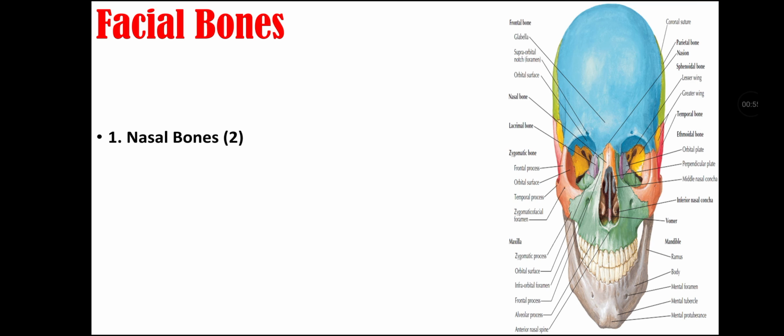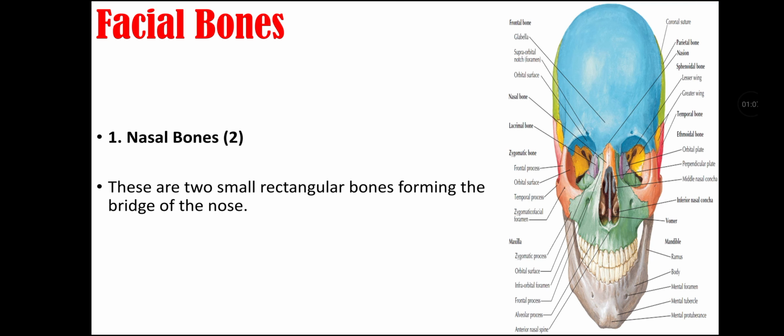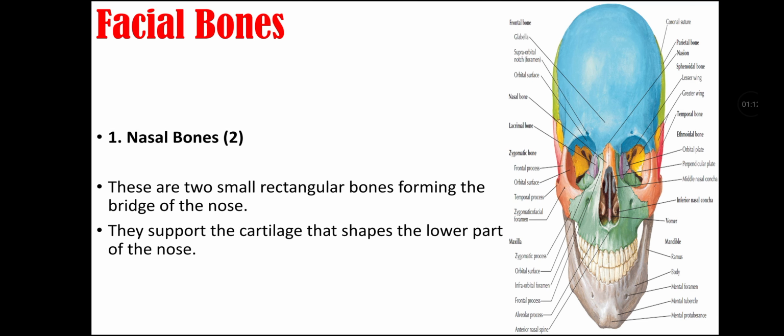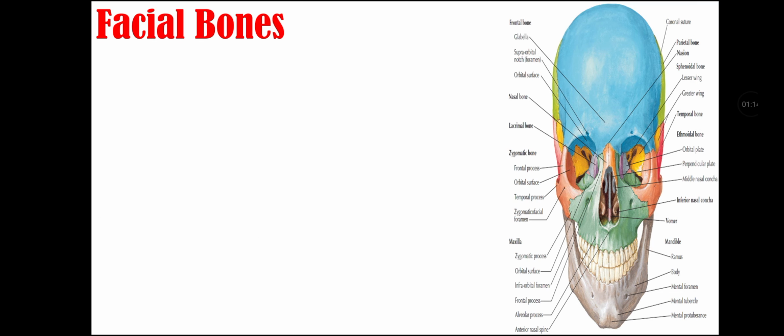First facial bone we have is nasal bone. In the diagram you can see the orange color bone at the area of the nose is the nasal bone. It is a paired bone, that means there will be two nasal bones in every skull. There are two small rectangular bones forming the bridge of the nose. They support the cartilage that shapes the lower part of the nose.